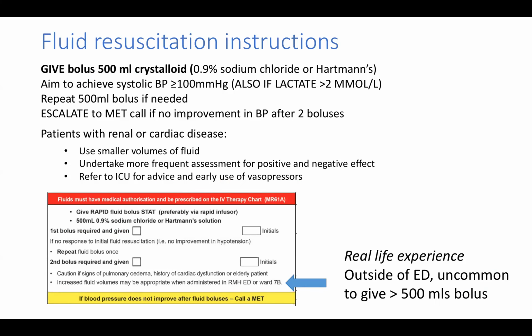And a pragmatic approach taken by New South Wales, and with us, recognising that whenever we've audited fluid, the average volume has always been 500 mils, is that the volume is 500 mils crystalloid as a bolus. And outside of ED, this would be the average volume that was given.